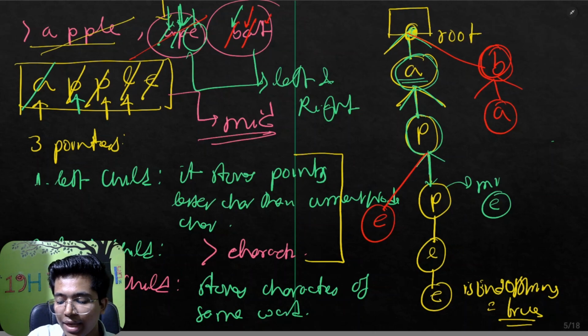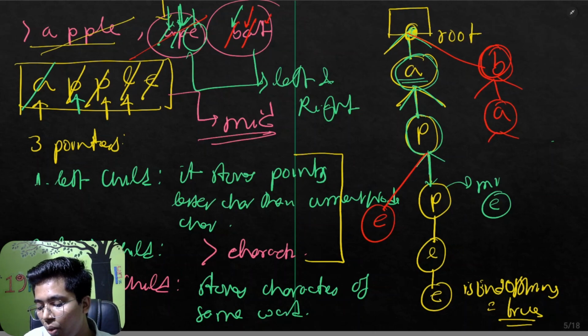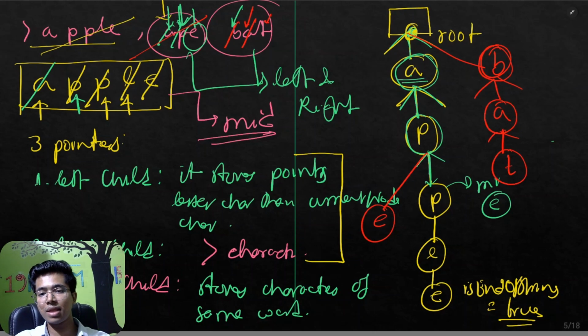Now we come to T. We again check if there is T on any side. No, so we insert it in the mid position. So that is the bat insertion. This is how we insert a full word.